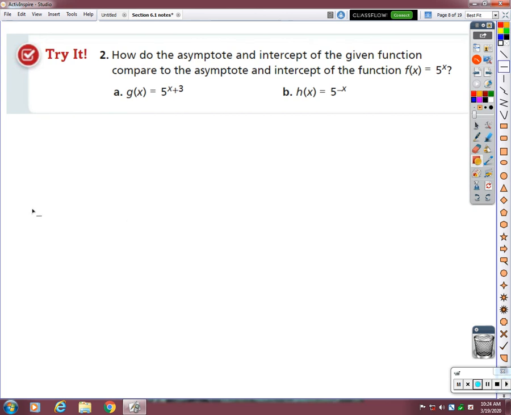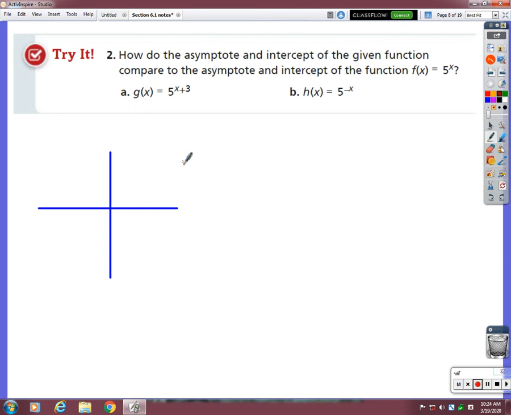All right, so this first one has a little bit of a new look for us. This time we have a +3, but the +3 is in the exponent. So hopefully y'all remember that a +3 up there moves the graph left and right. You kind of need to think of this as being in parentheses. So this is going to take our original parent function that would look roughly like this and move it to the right 3, so it looks more like this, okay?